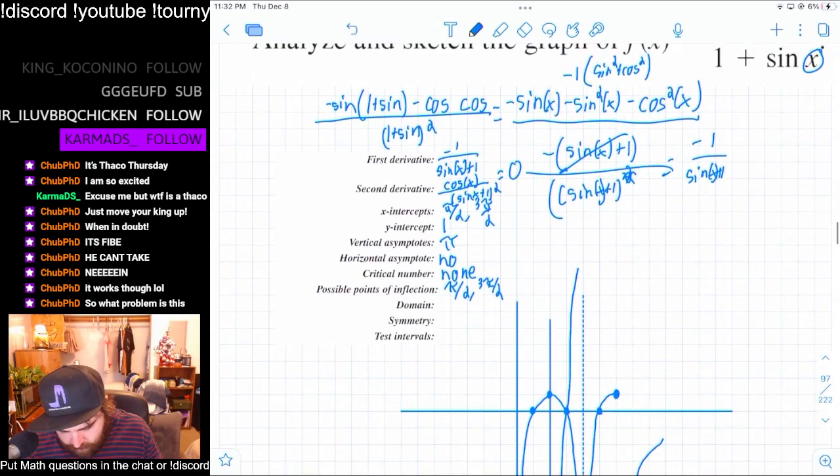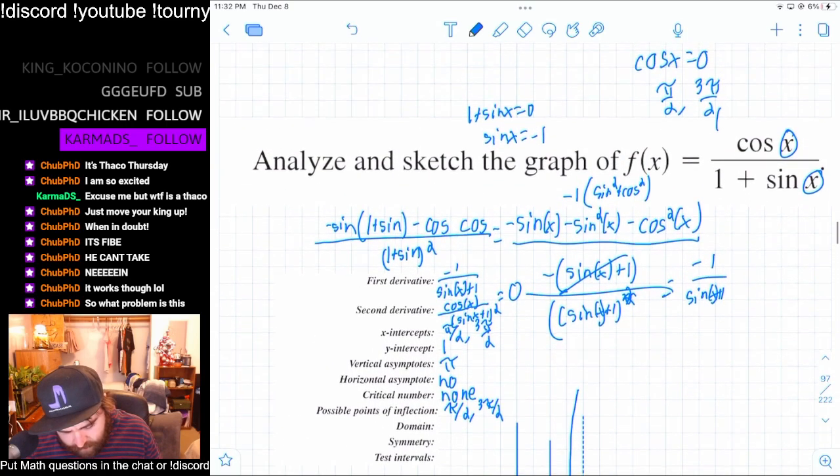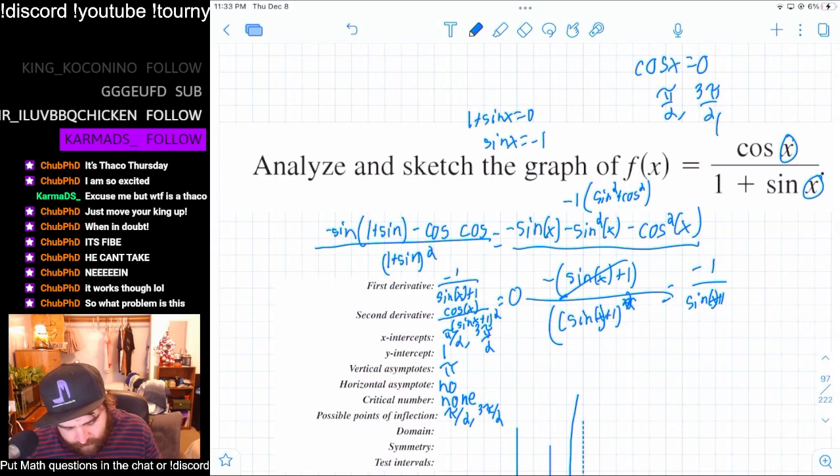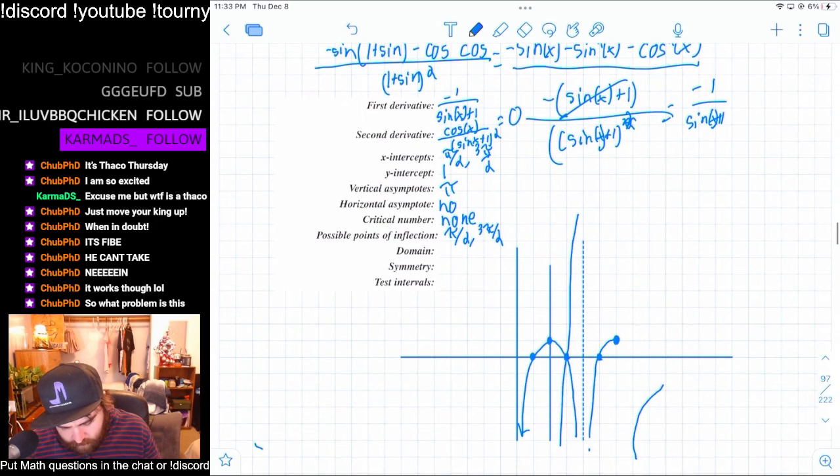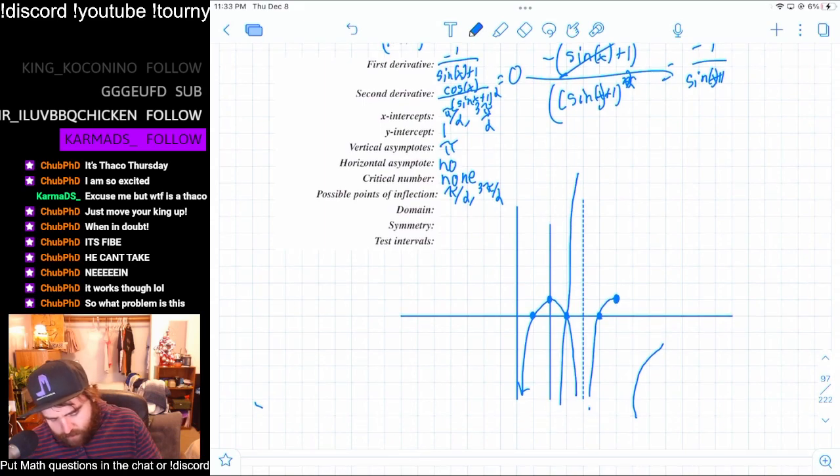Is my problem maybe with the x-intercepts, that there's not that many x-intercepts? But no, there's definitely that many x-intercepts. This is when cosine of x equals 0, at pi over 2 and at 3 pi over 2. And at negative pi over 2 as well, right? Yeah, for sure. Just at every other one there's going to be 1.